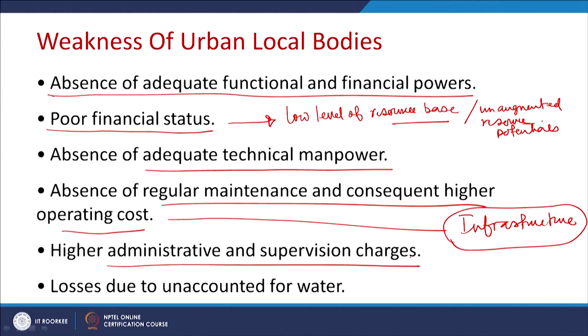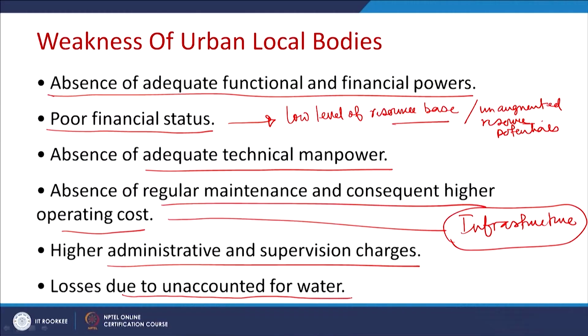Then higher administrative and supervision charges. It is also applicable for local government, because local governments sometimes cannot deliver the supervision and administration for the projects, and sometimes they hire an outside agency. That causes a lot of extra expenditure, and then there are losses due to unaccounted for water and other services. This kind of losses and leakages also leads to various kinds of wastage of the resources.